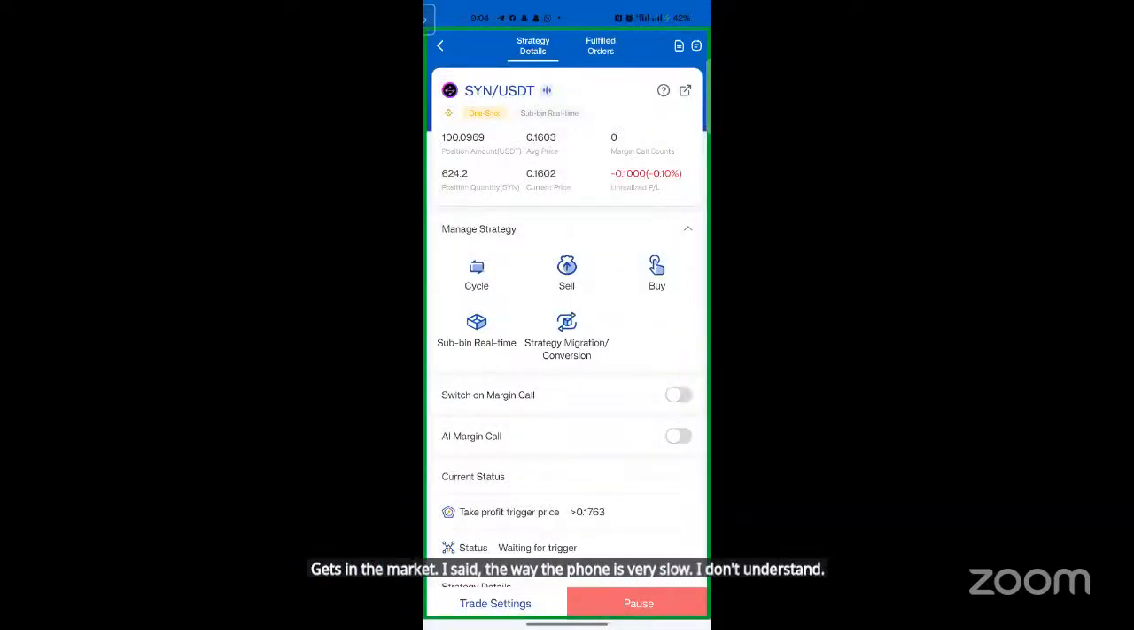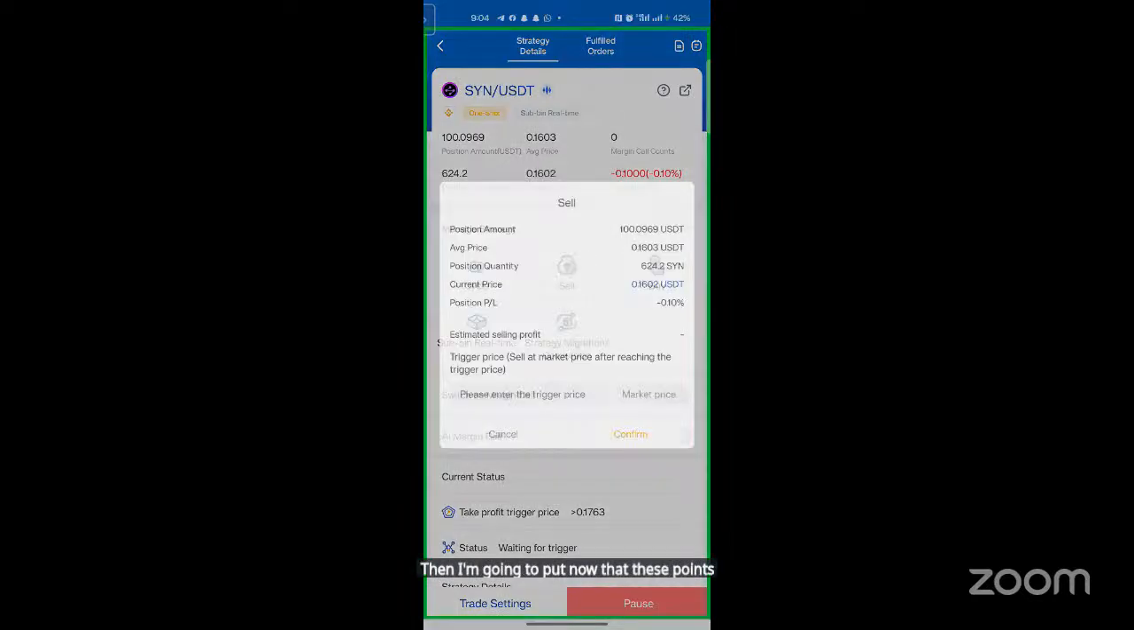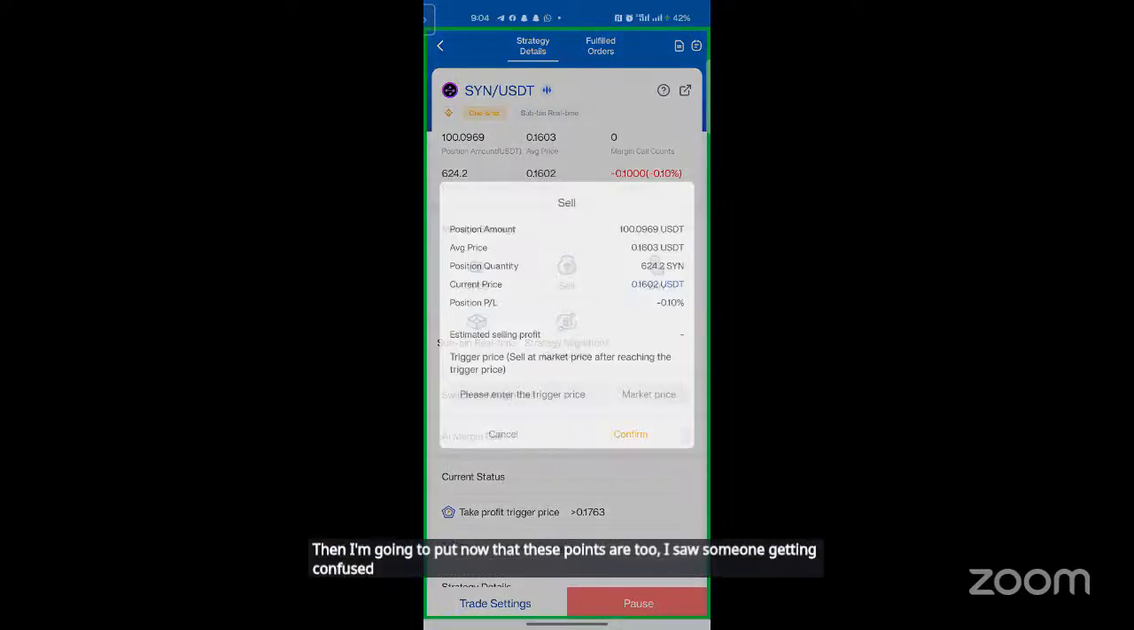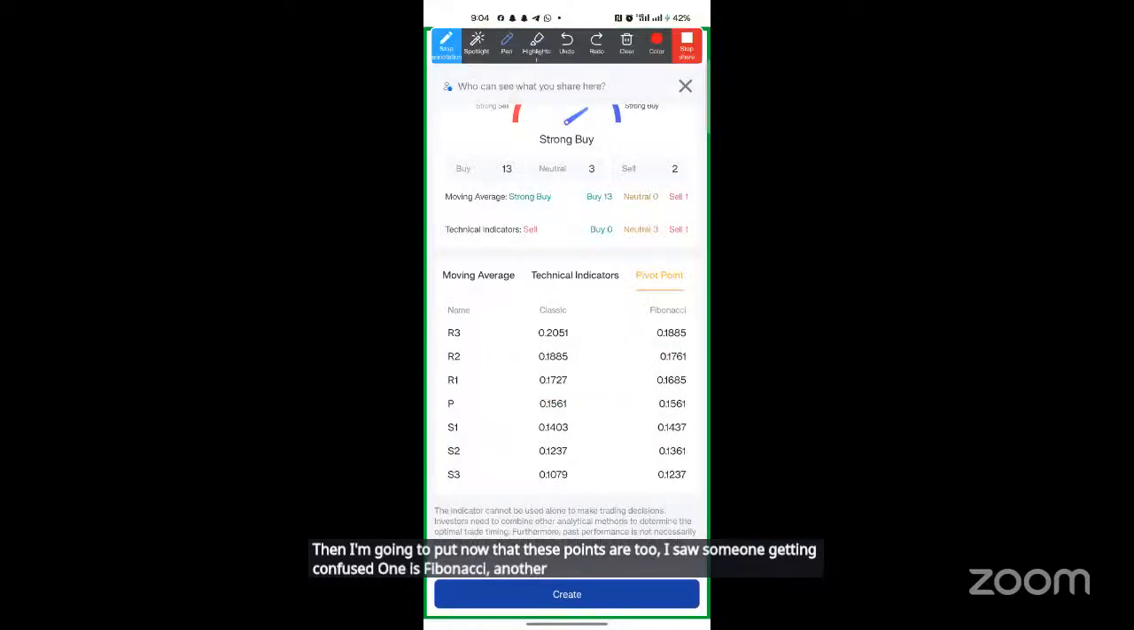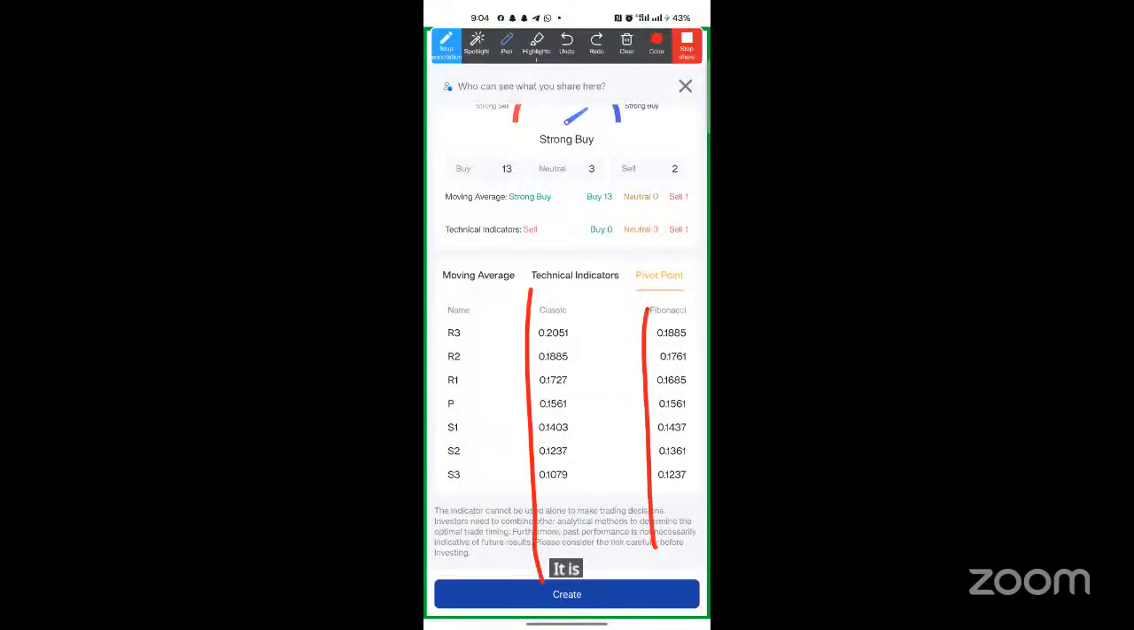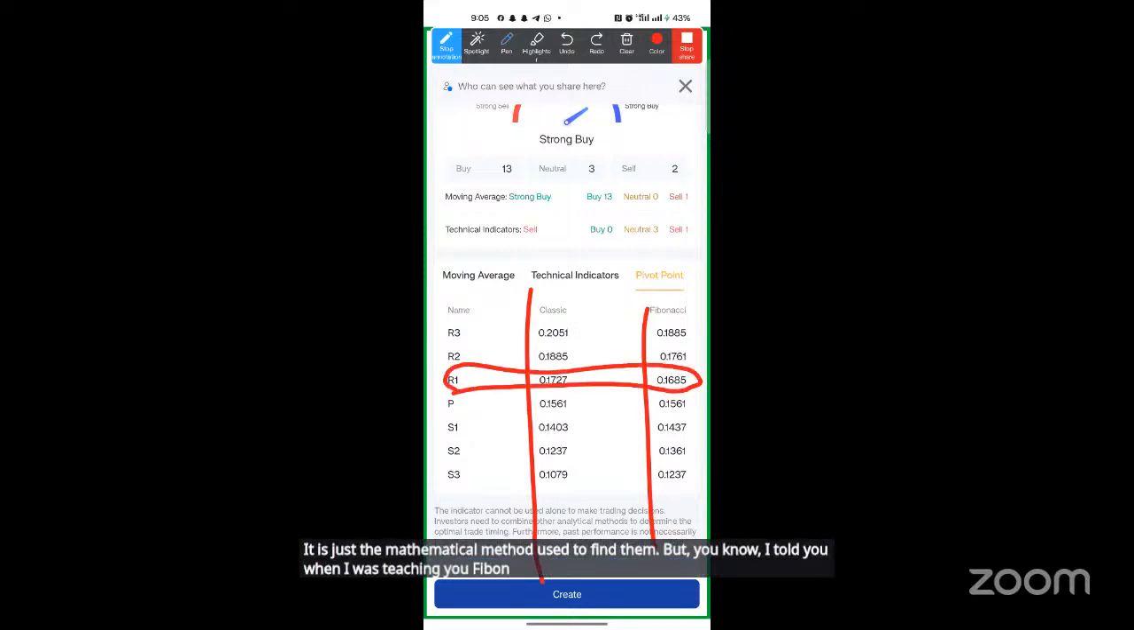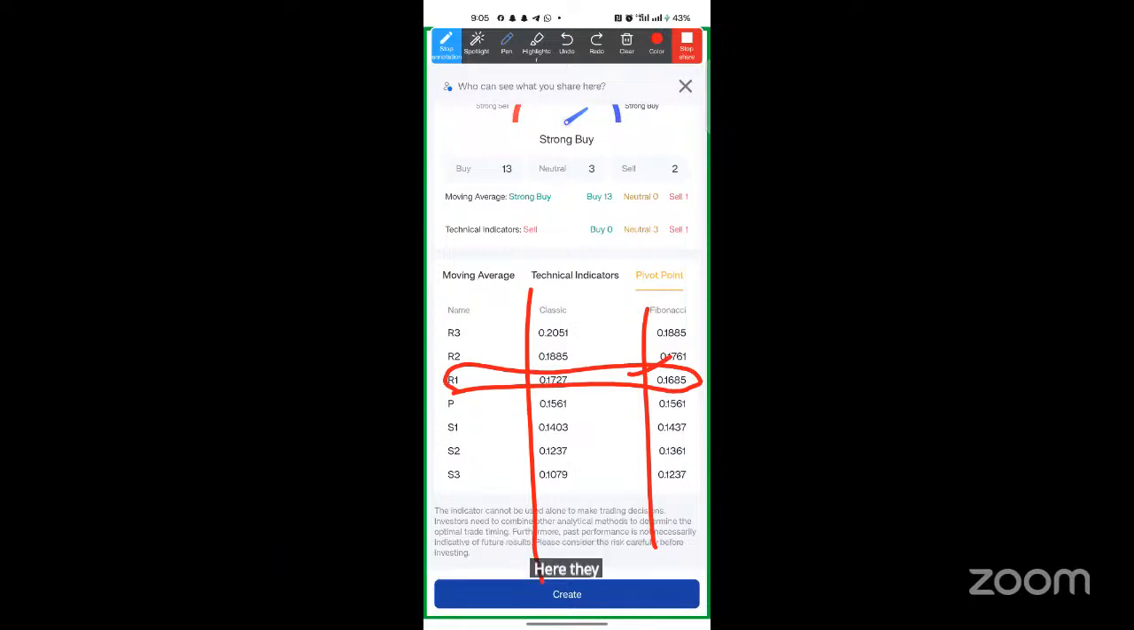Then I'm going to put now these points. There are two. I saw someone getting confused. One is Fibonacci, another one is classic. It is just the mathematical method used to find them. But I told you when I was teaching you Fibonacci numbers that I love Fibonacci numbers because they are really very good. Here they're using Fibonacci numbers, which we talked about yesterday. So this will be my selling price.